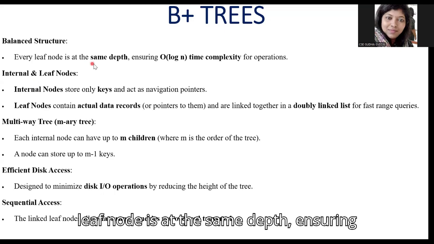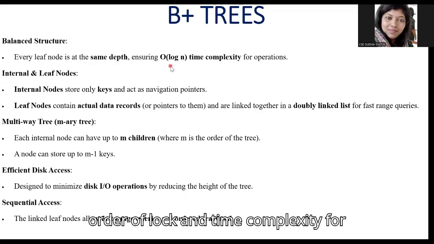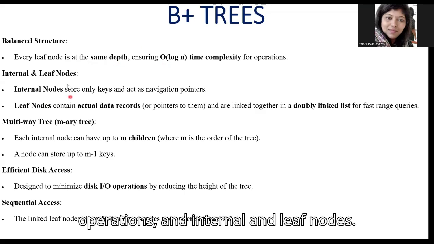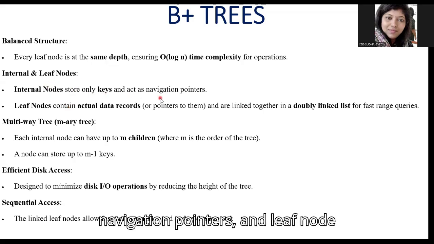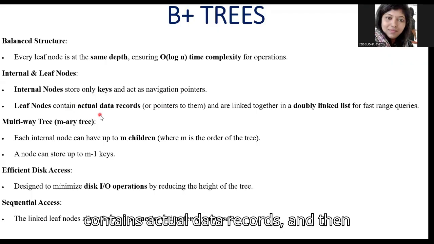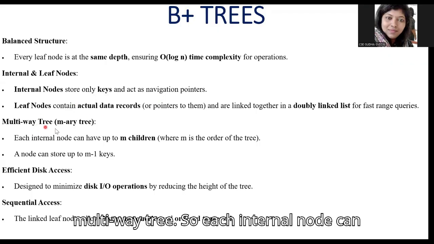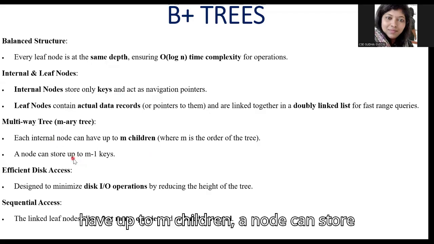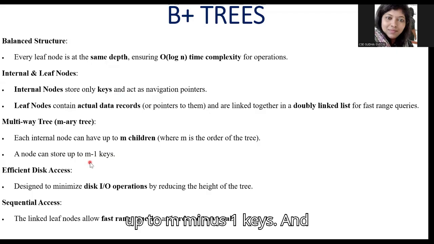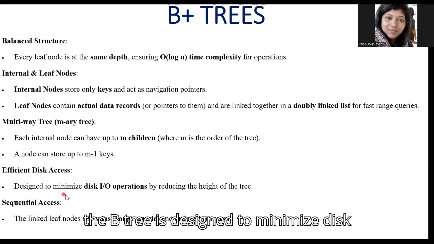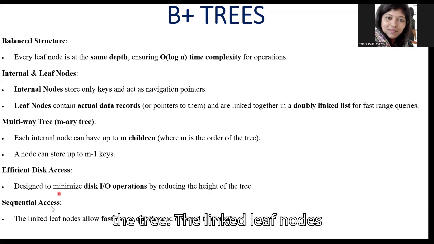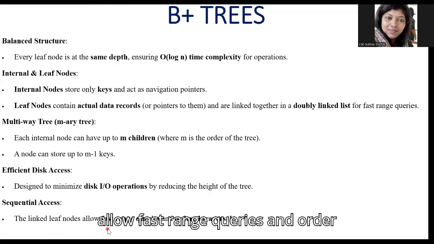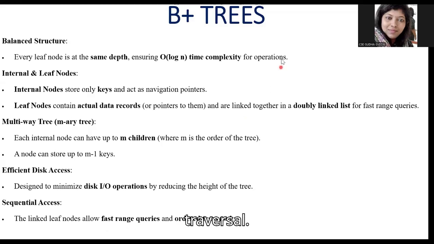Every leaf node is at the same depth, ensuring O(log n) time complexity for operations. Internal nodes store only keys and act as navigation pointers, and leaf nodes contain actual data records. It is a multi-way tree, so each internal node can have up to m children, and a node can store up to m minus 1 keys. The B+ Tree is designed to minimize disk I/O operations by reducing the height of the tree. The linked leaf nodes allow fast range queries and ordered traversal.